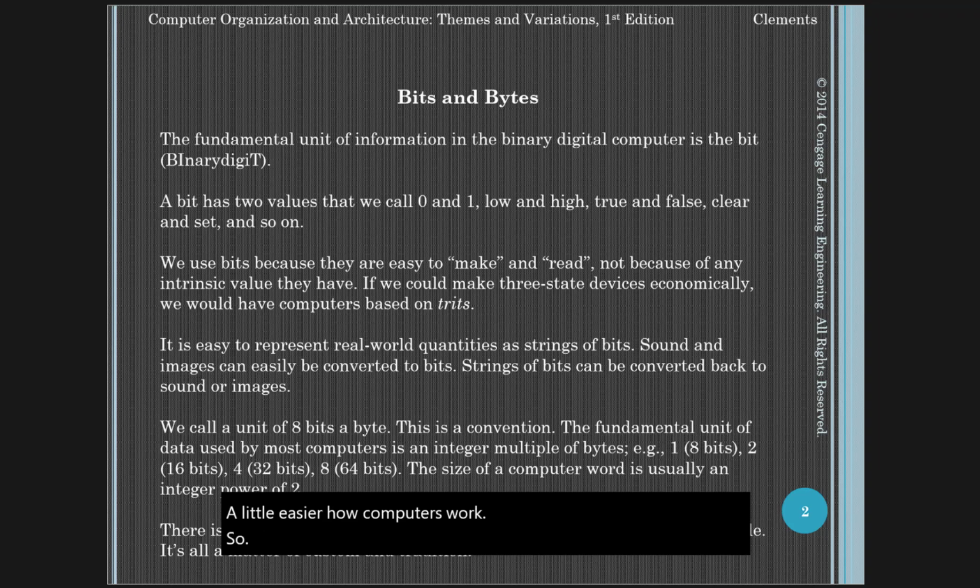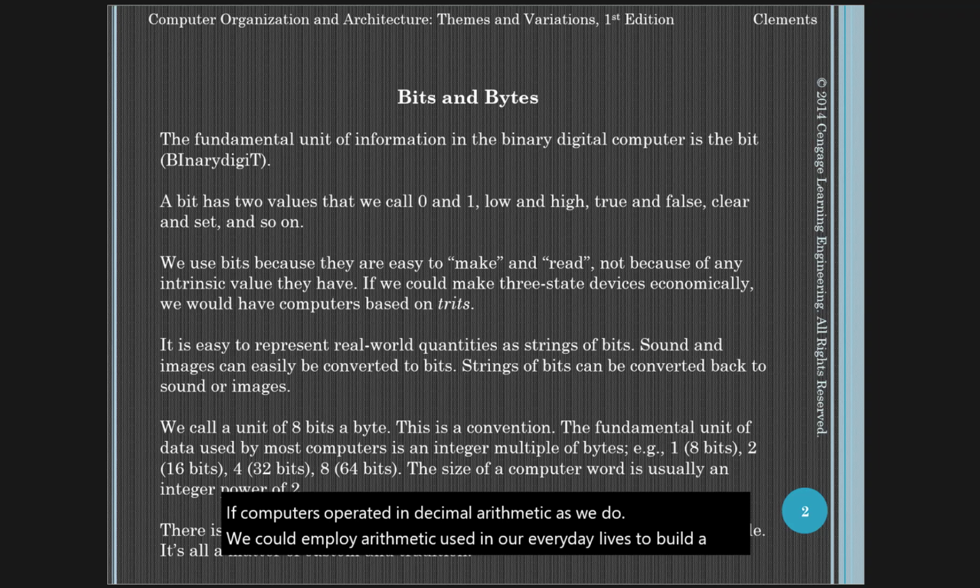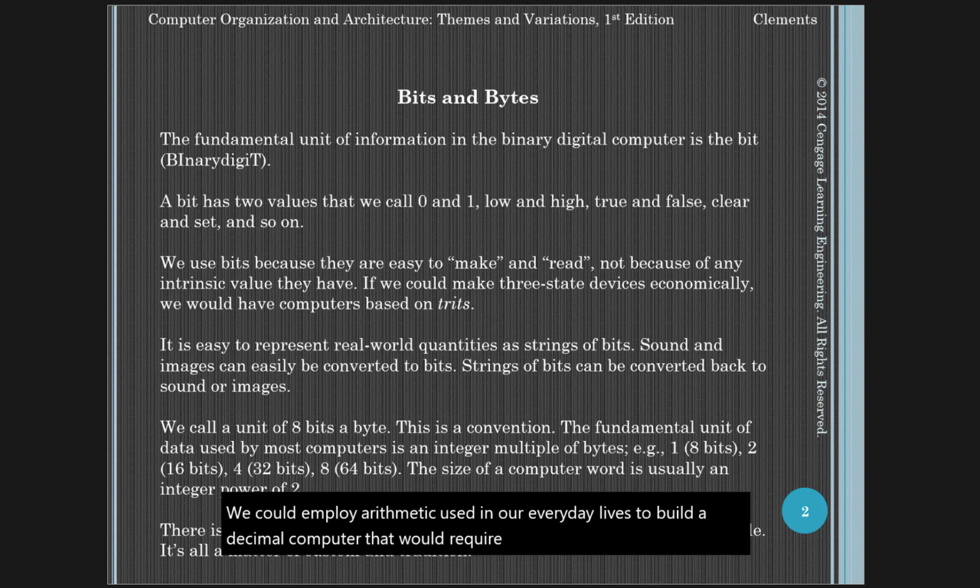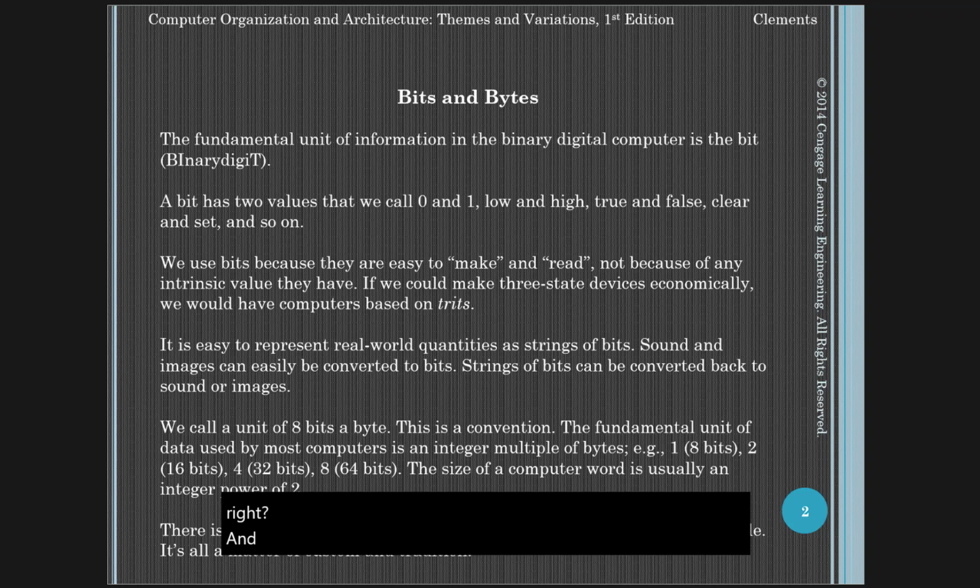So if computers operated in decimal arithmetic as we do, we could employ arithmetic used in our everyday lives to build a decimal computer that would require electronic circuits capable of storing and manipulating 10 decimal digits. Because most of us do base 10. I mean, humans decided to do this because we have 10 fingers, right? And in computing, we always start at 0. So that would be 0 through 9.